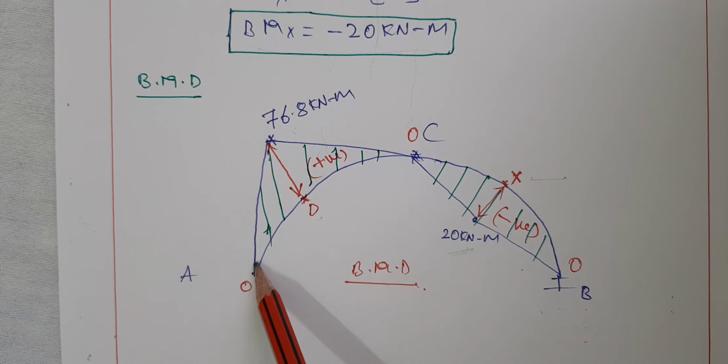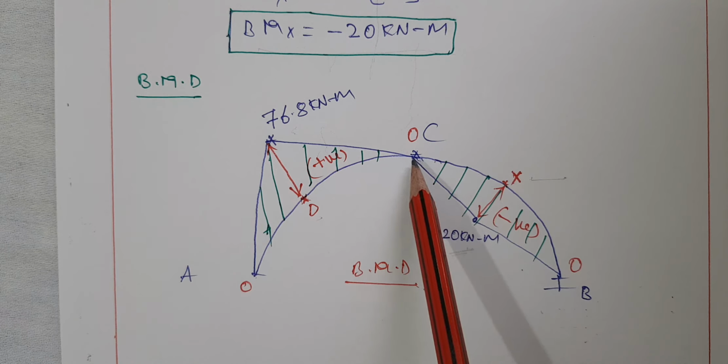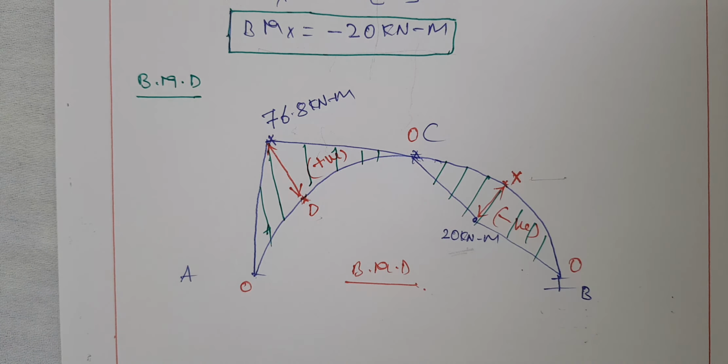And it is a point load, so I drew an inclined line here, and here there is no load, so I drew an inclined straight line. That's how you have to draw the bending moment diagram. There ends your problem. In this problem they have not asked you to find the normal thrust and radial shear. That's the reason we have not solved normal thrust and radial shear.